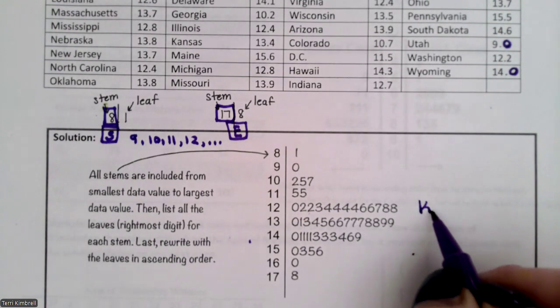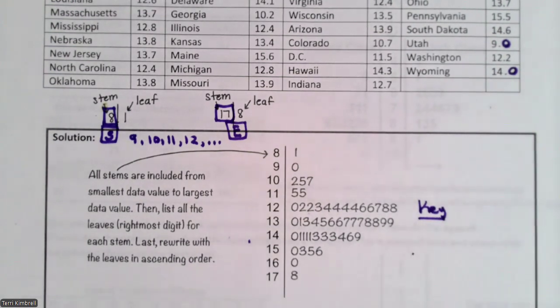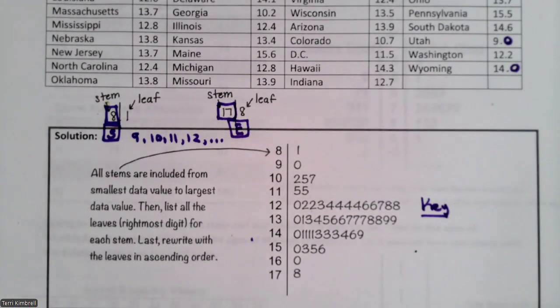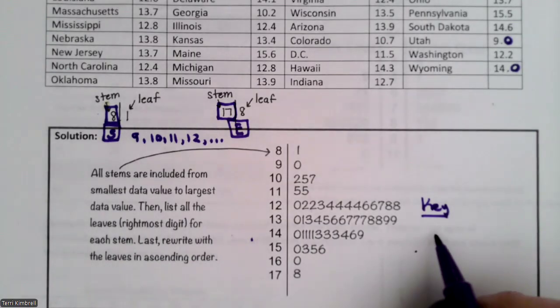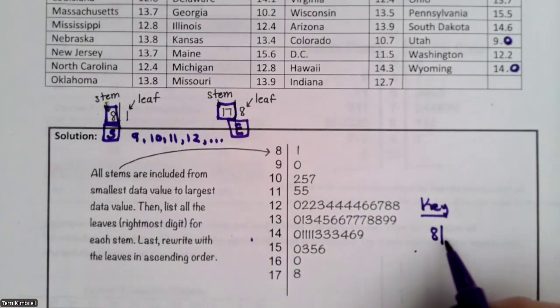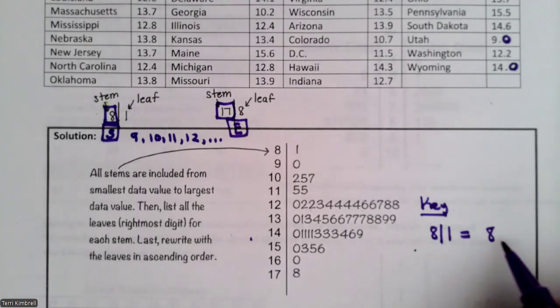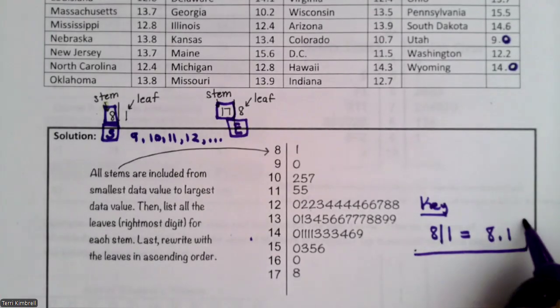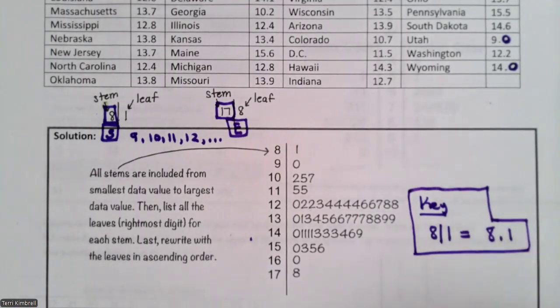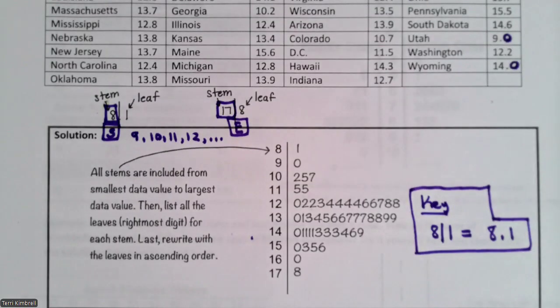Sometimes you will see a key listed for the stem and leaf. If you do, it doesn't matter what number they start with, but it would be written like 8/1. I'll just put the first number, would represent 8.1. So sometimes you'll see a key that will tell you how to read that graph as well.